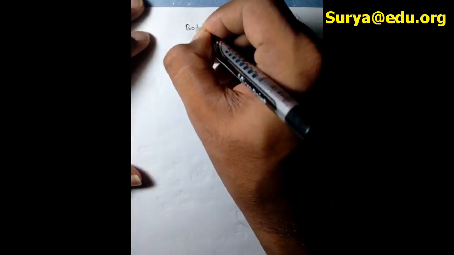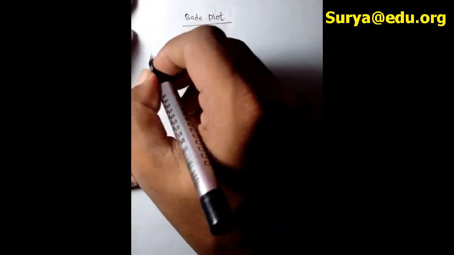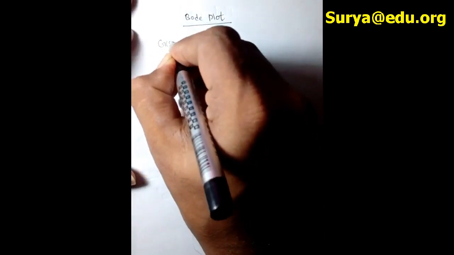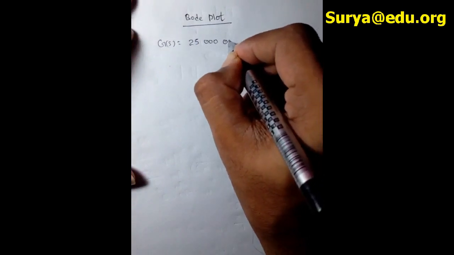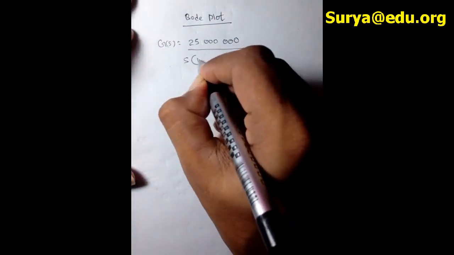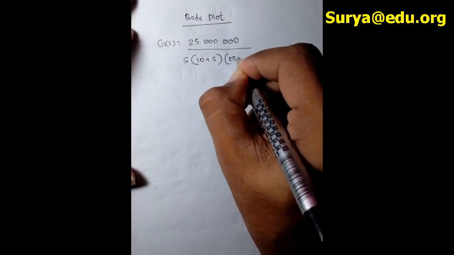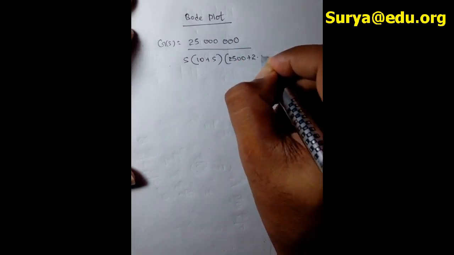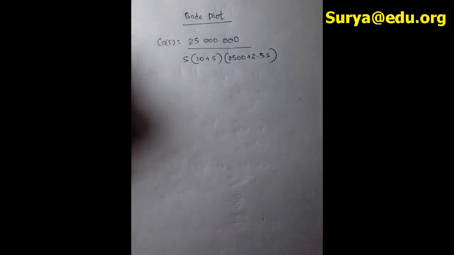Hello guys, so today we are going to learn the concept of Bode plot. Now we are given our transfer function G(s) equals 25 million divided by s times (10 plus s) times (2500 plus 2.5s). So this is the transfer function which is given to us.